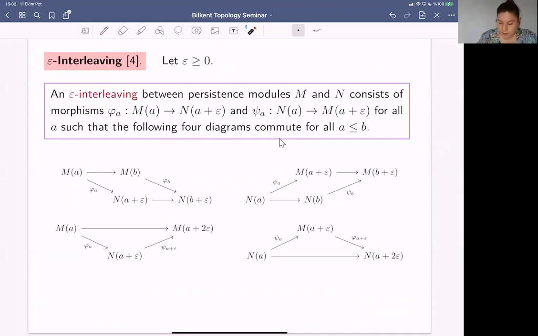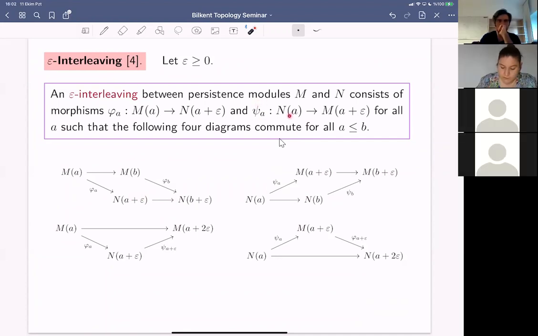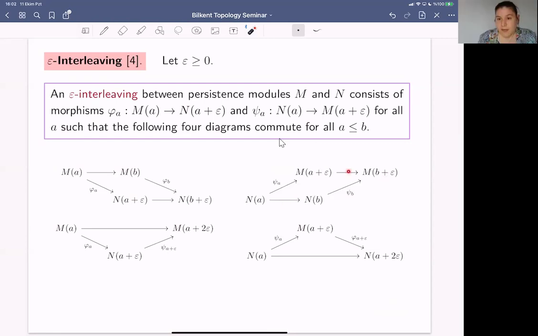On the other hand, we have another morphism from N to M. We start from here and shift the map by epsilon. With the same procedure, this is N of B, and we shift the map by epsilon. These are the internal linear maps, and we expect that this diagram commutes. In another diagram, we are at M of A, the vector space, we go down and shift the map by epsilon, so we are at the point A plus epsilon, then we go up by the map psi, and now we are at the point M of A plus 2 epsilon. We expect again that this diagram commutes.